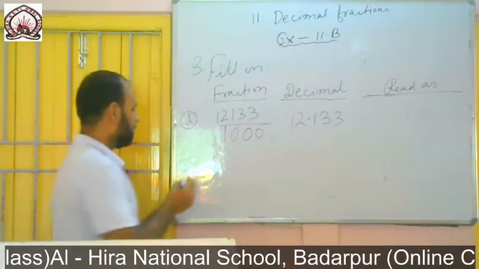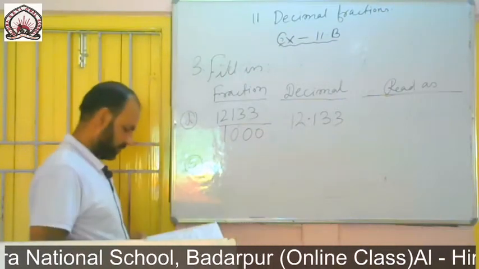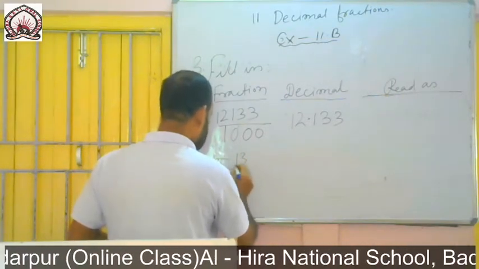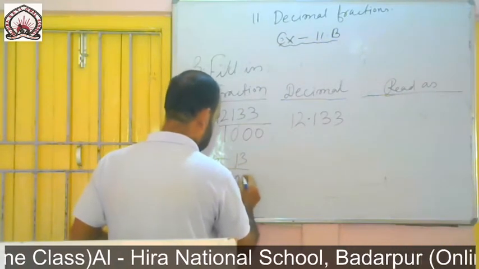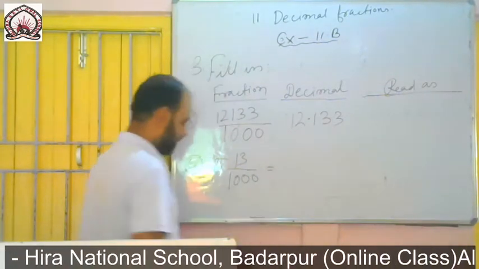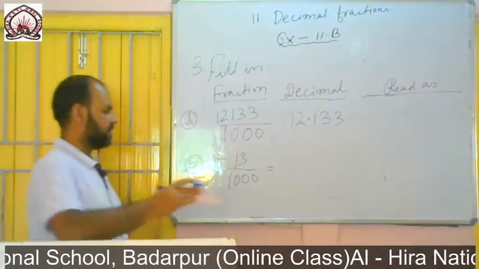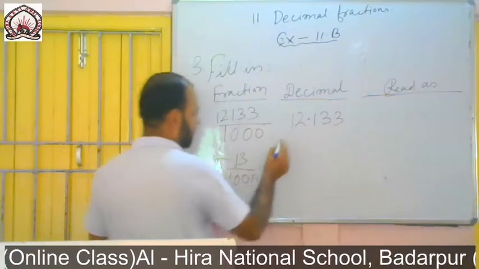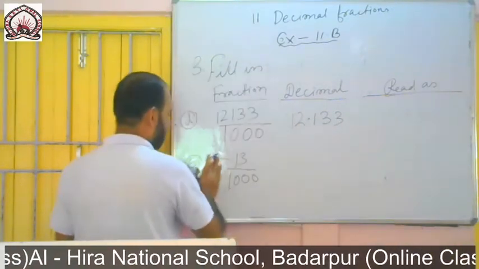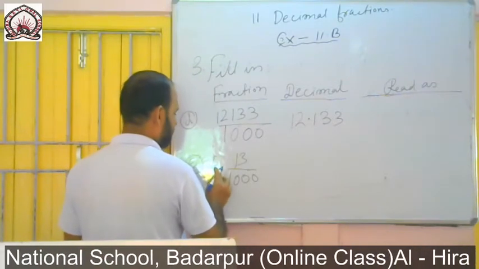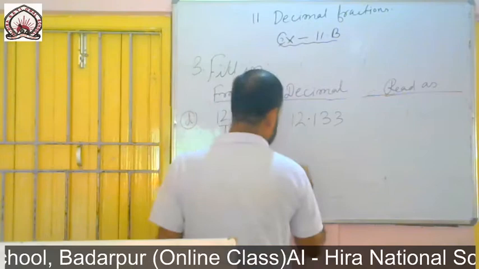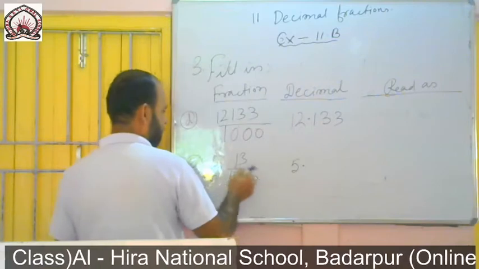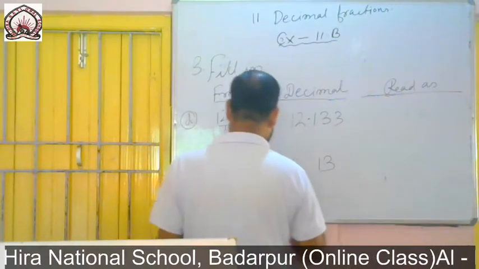Next question number E. 513 by 1000. First we write this decimal fraction. There 5 is what? A whole number. So we keep 5 before the point, and here is only 13, 1 3.